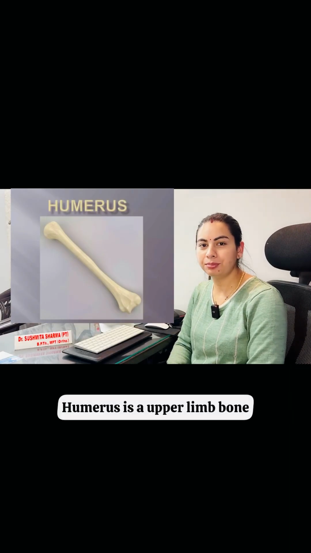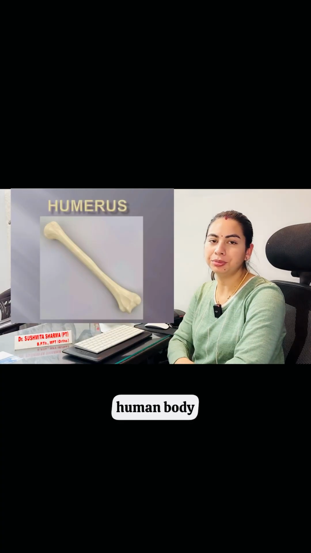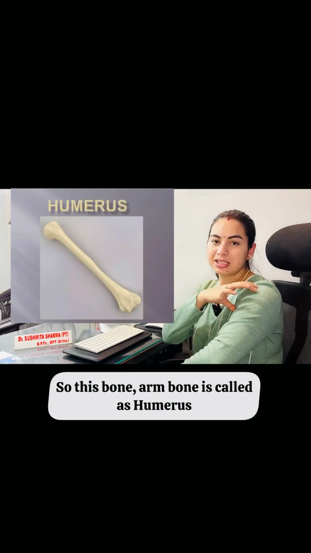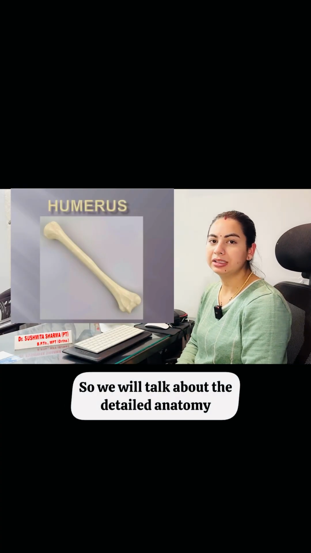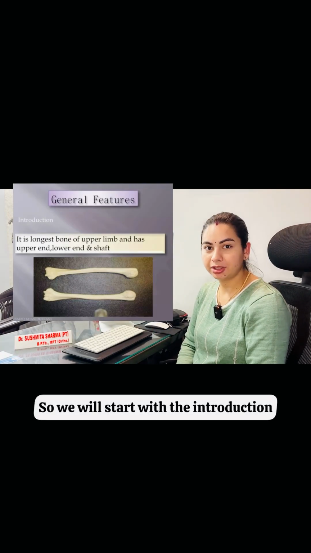Humerus is an upper limb bone which is present in the arm of the human body. You can see this part is called the arm. So this arm bone is called the humerus. We'll talk about the detailed anatomy, and we'll start with the introduction.